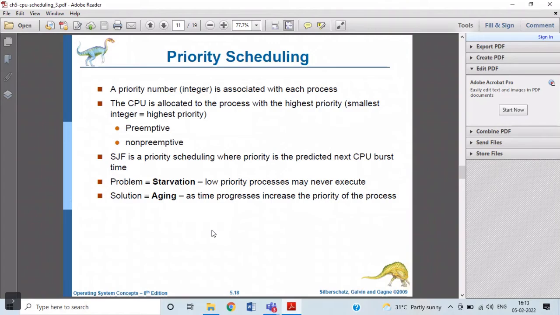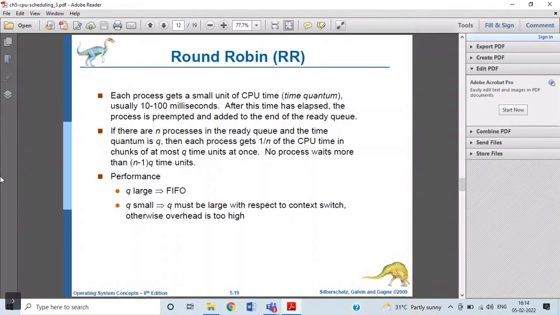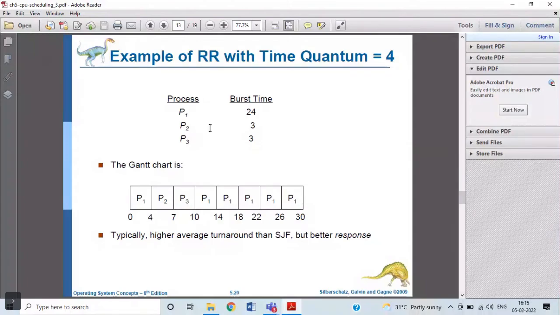Okay, this is the third type of scheduling, and the fourth type is round robin. This is an interesting scheduling algorithm. Each process gets a small unit of CPU time, usually, for example, 10 to 100 milliseconds. After this time has elapsed, the process is preempted and added to the end of the ready queue. I hope you understand the concept of preemptive and non-preemptive. With an example, I will explain round robin. Here, these are all the processes and these are all the burst times.